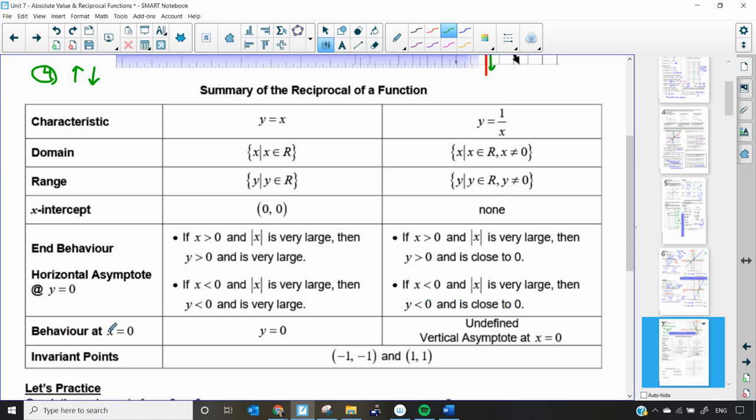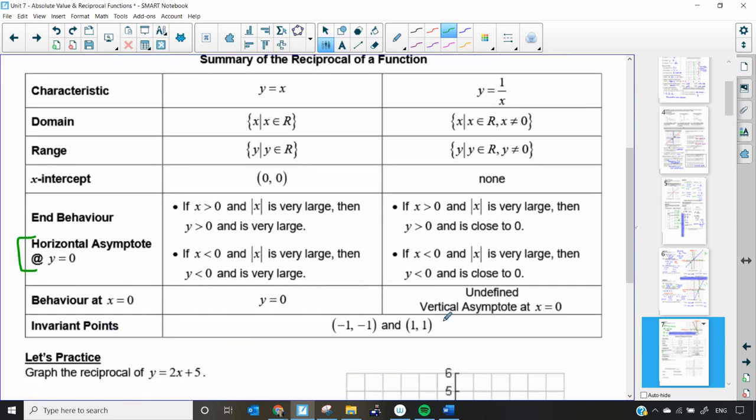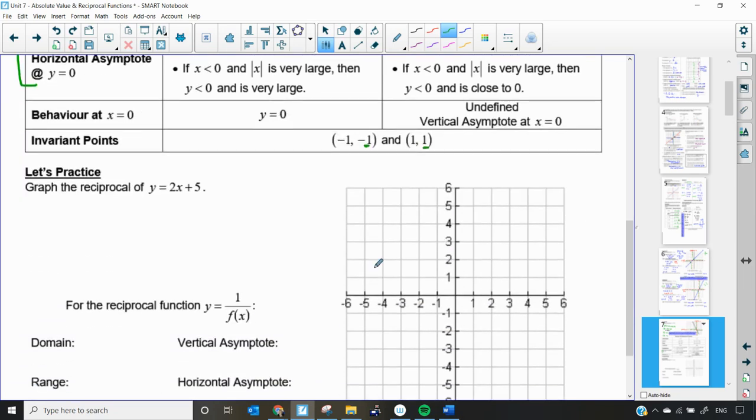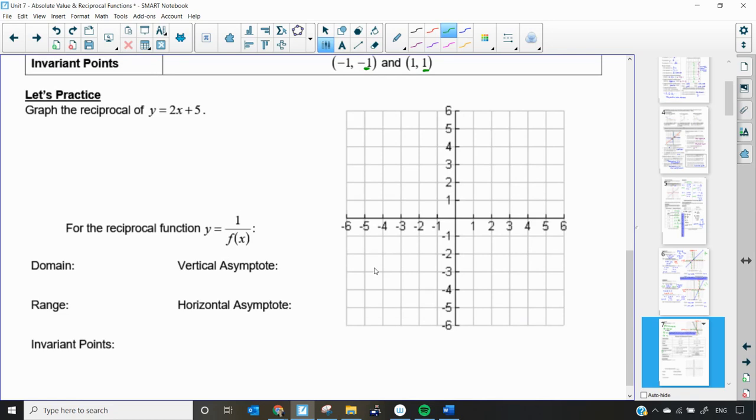All right, so our behaviors here at x equals 0: when x equals 0, y equals 0, but for our reciprocal function, that's where we have a vertical asymptote at x equals 0. So notice we always have that horizontal asymptote at y equals 0, and our vertical asymptote will be determined by either our NPVs or the x-intercept of the original function. And then our invariant points always happen at y equals -1 and y equals +1. All right, so this is a good time to maybe pause the video and try doing this question on your own, and then come back and check to see how you did.